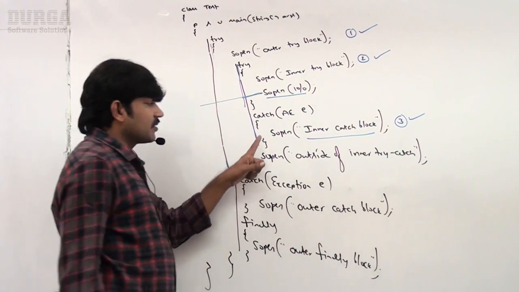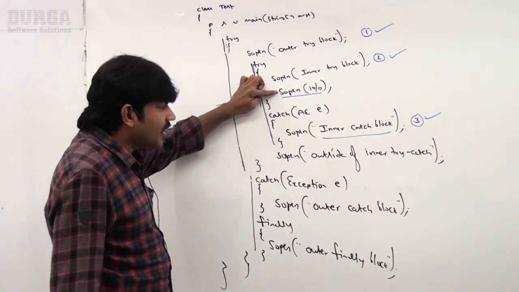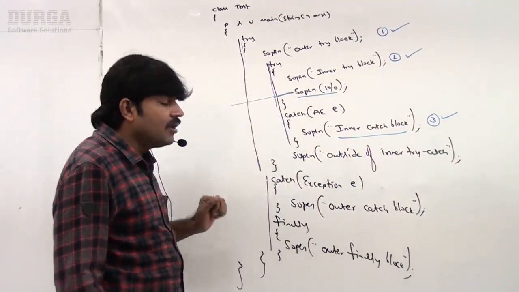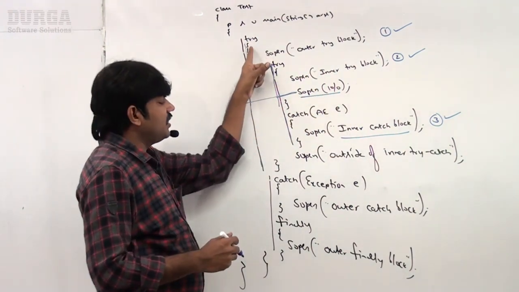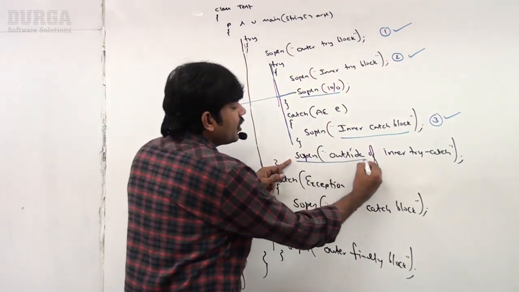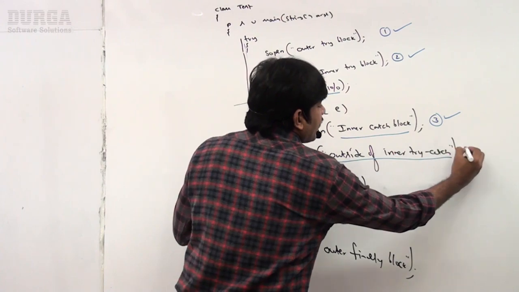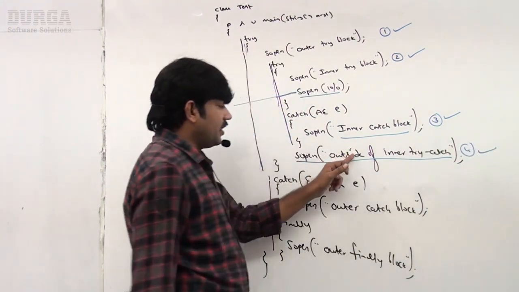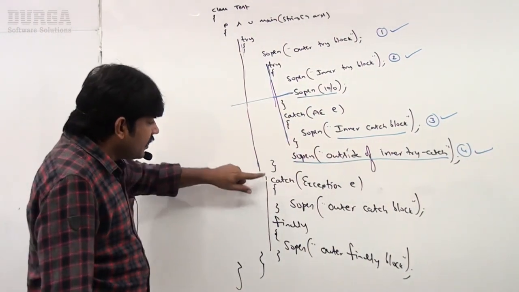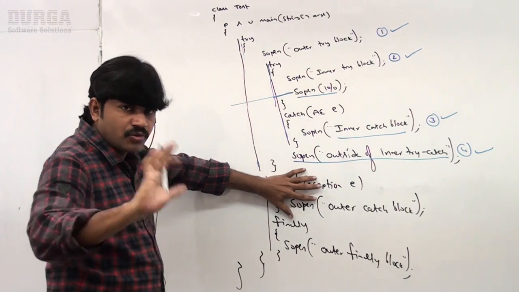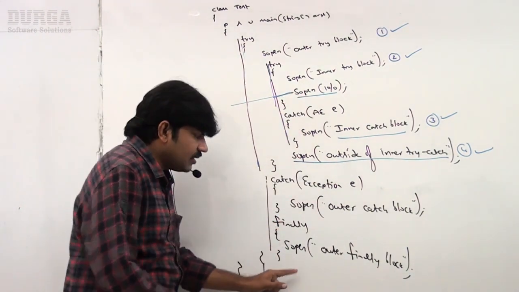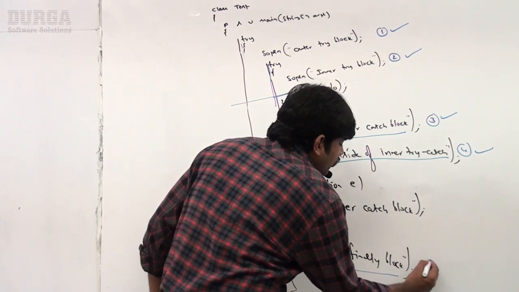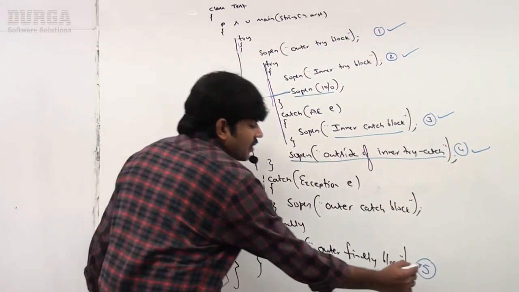Inner catch block. Sir, now an exception rises. Here only we handle it. Now rest of the code will be executed normally inside outer try. So the remaining code outside of inner try catch will be executed normally, right? Next, this catch block is not going to execute because the exception is already handled. Next, finally block will be executed. Observe that, sir. That's all.